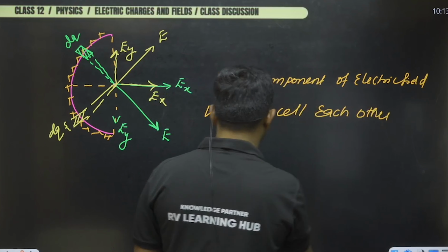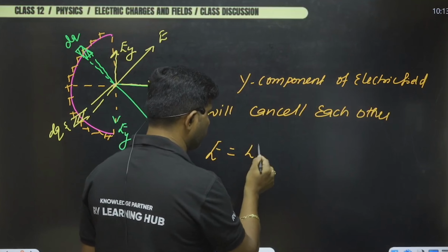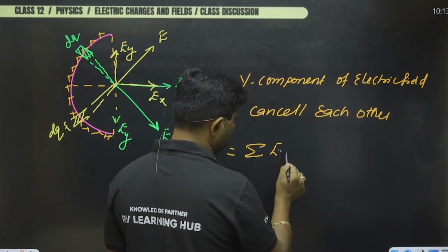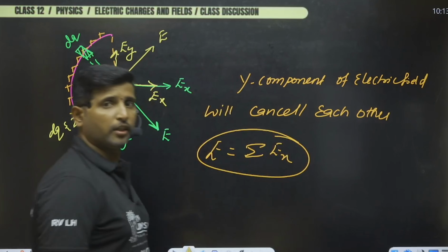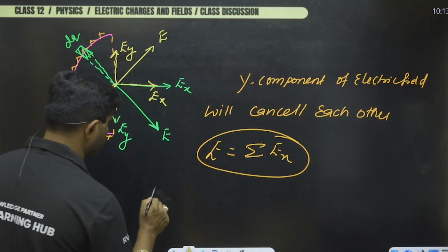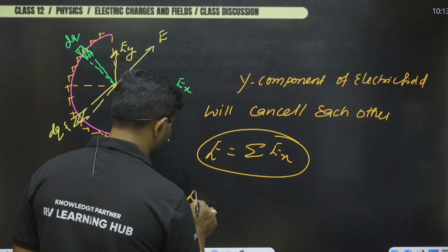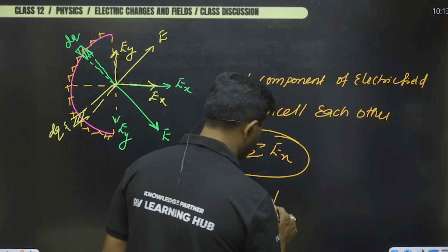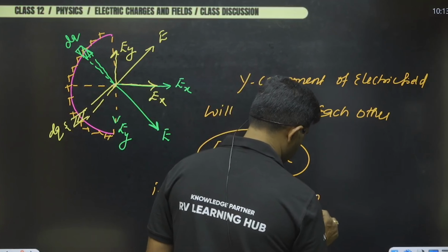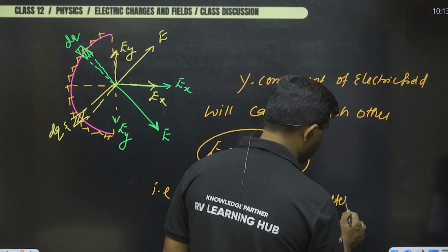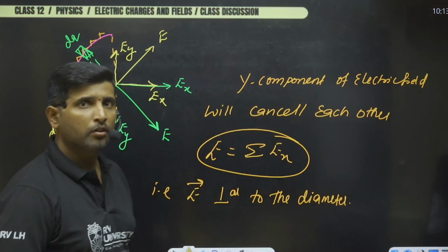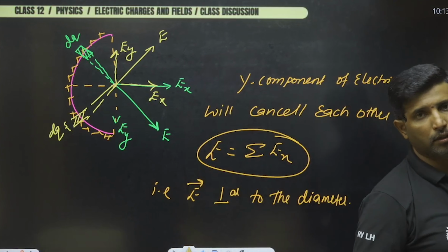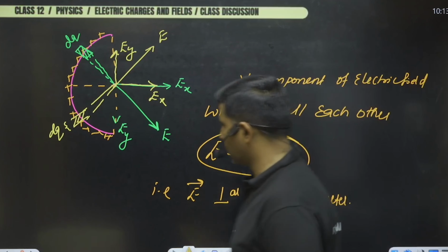Therefore, the net electric field is equal to the summation of the electric field along the x direction and the x direction. That is, we can say that the electric field is always perpendicular to the diameter. Is it right or not? So like that we have to think and analyze the numerical question. Is it clear?